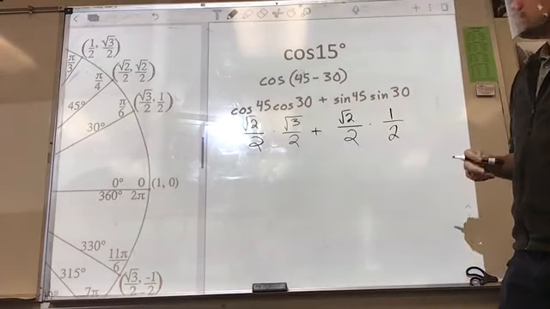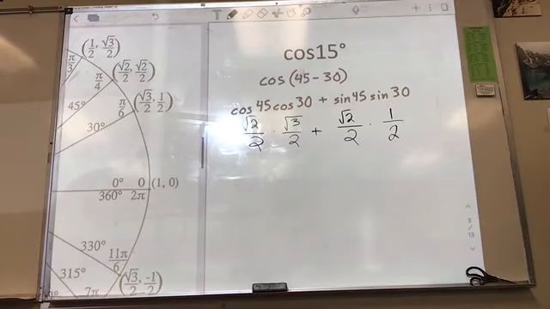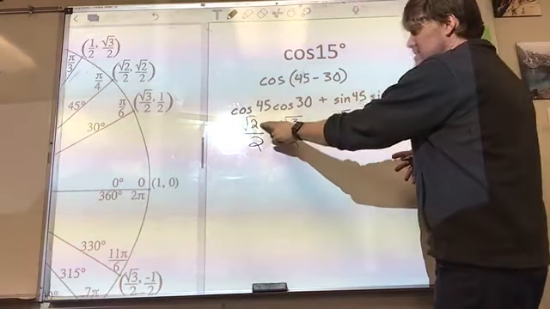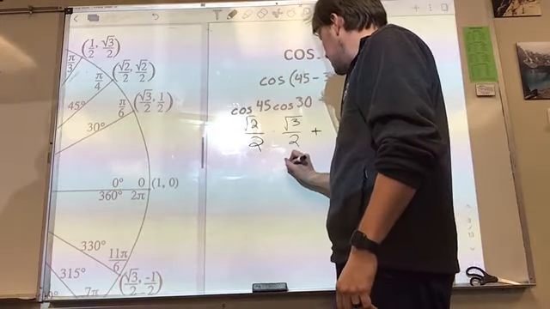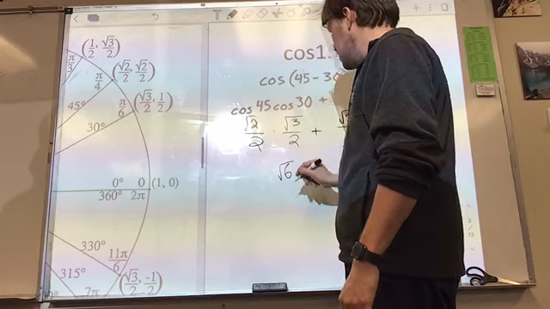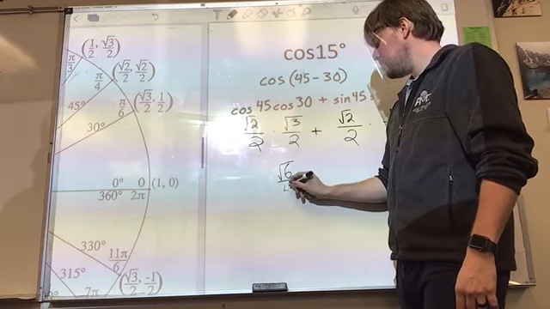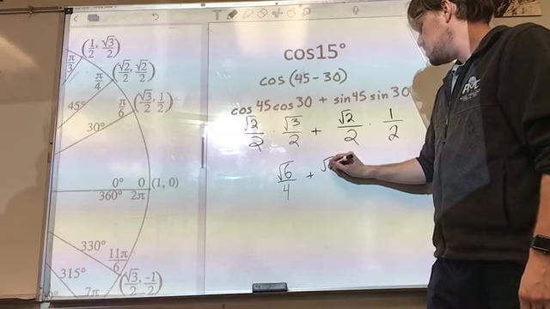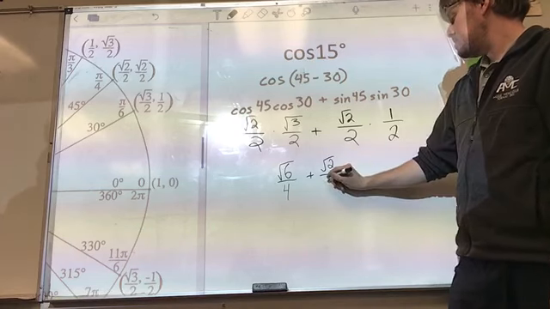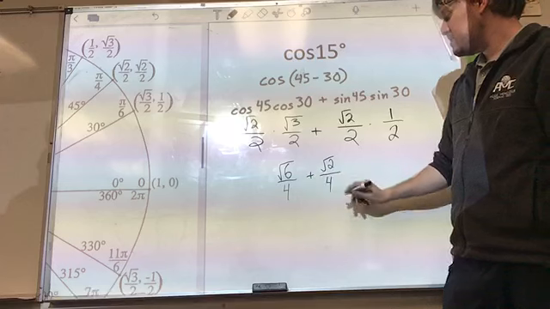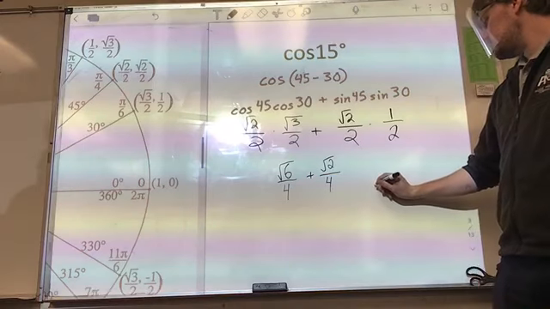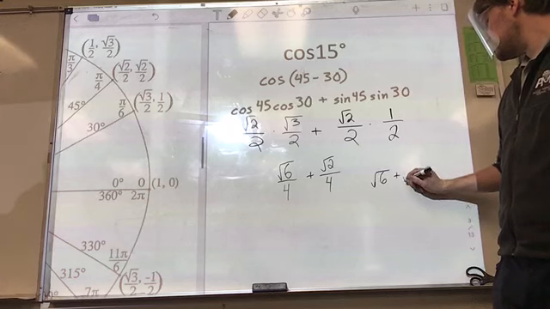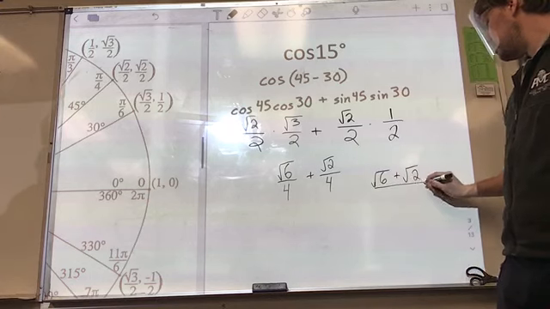And we're multiplying those as well. So, just like with PEMDAS, we need to do our multiplication before we do our addition. We can multiply inside kids times inside kids. So, root 6 over 4, plus root 2 over 4. It already has a common denominator, so we can put them all over the same thing. So my answer is root 6 plus root 2 over 4.